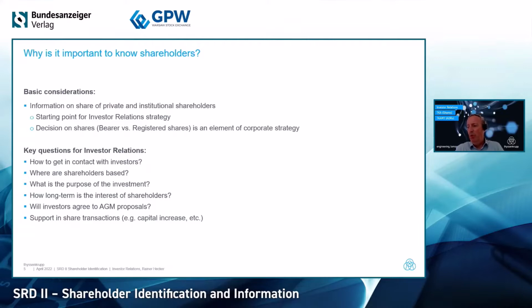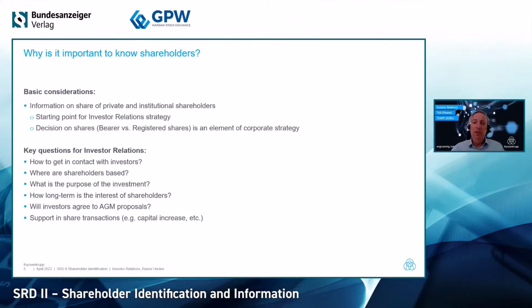So there can be highlights to go to this country, and then you notice, oh, it's only passive investors, and they don't need IR. And then, of course, that's another related question: where are shareholders based? So, do I have to go to Asia? Do I have to go to the Americas? Those are decisive questions you can answer with a shareholder ID. And what is also the purpose of the investment? What kind of shareholders do I have to deal with?